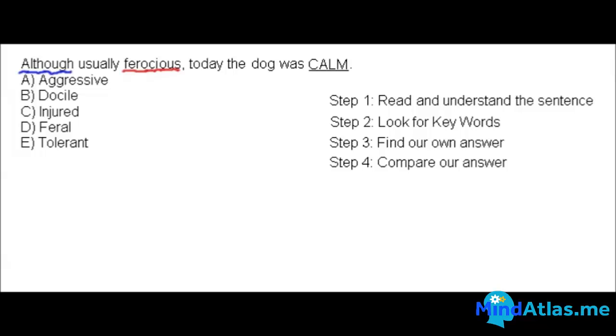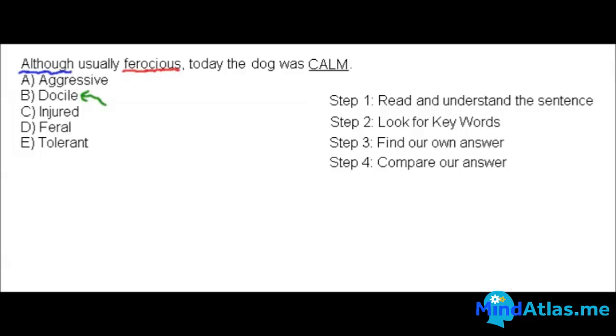Our guess of calm looks like answer B, docile. This means that it is probably the right answer. And if we had to guess, this would be our best choice. Whilst we aren't always right, our first opinion is more likely to be correct.